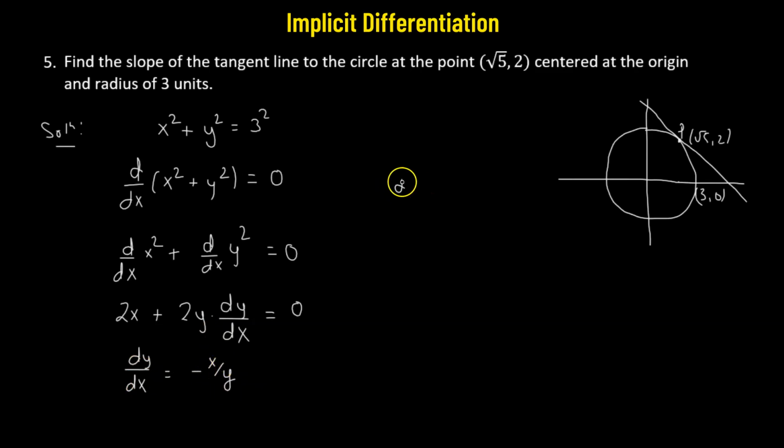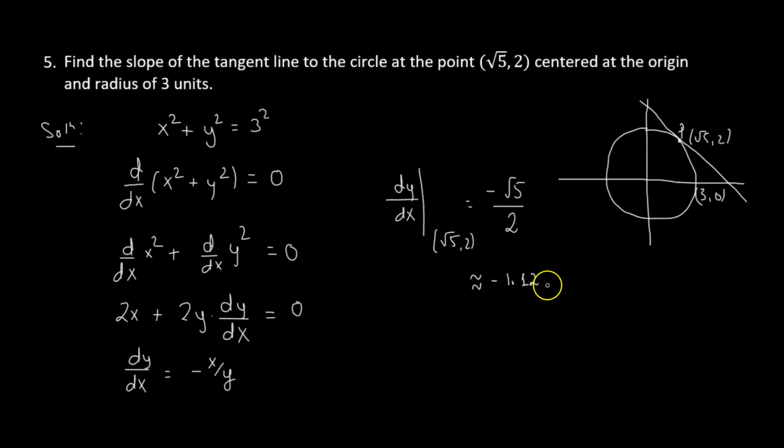Now this is the value of the slope at the point we need to find. So at the point square root of 5 comma 2, we have negative x over y, so the x value is square root of 5 divided by y, where y is 2. So this is approximately negative 1.12, and this is the final answer.